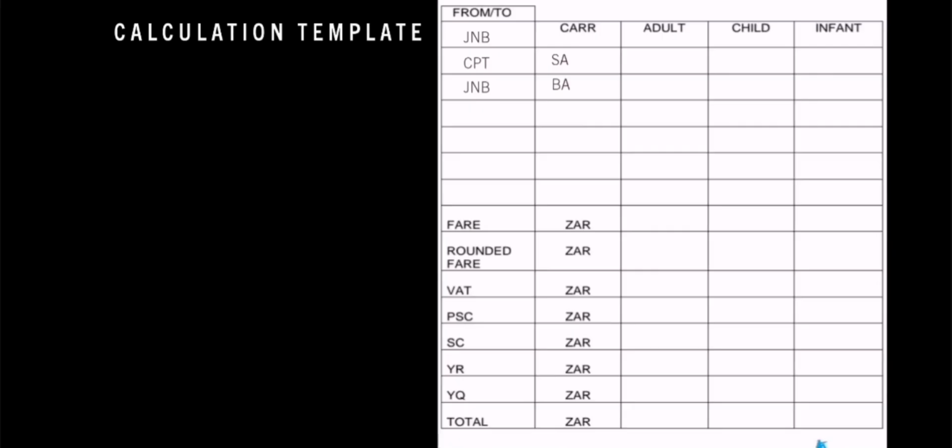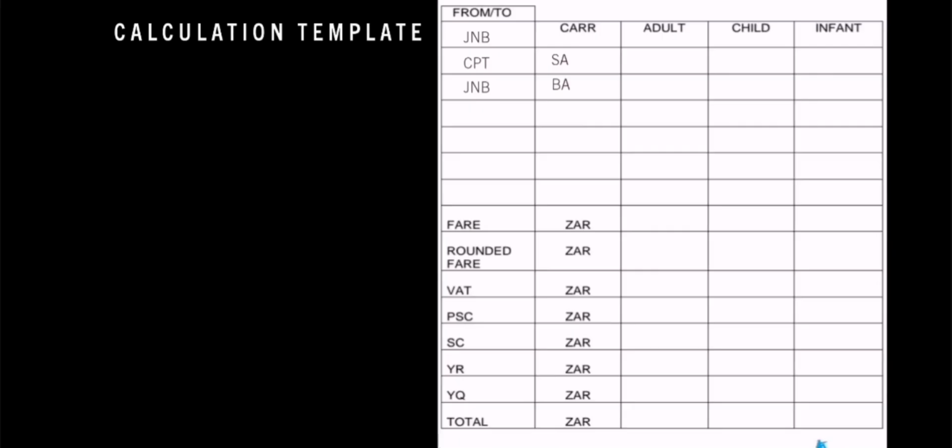Now, there will be Johannesburg to Cape Town on SAA, and then the class of travel. Your class of travel will then lead us to the last thing, which is the amount that you are going to be charging for that particular person. That amount is also based on what? The three boxes. If the person is an adult, a child, or an infant.